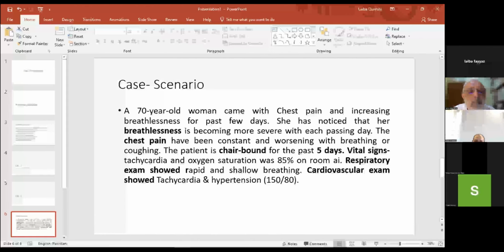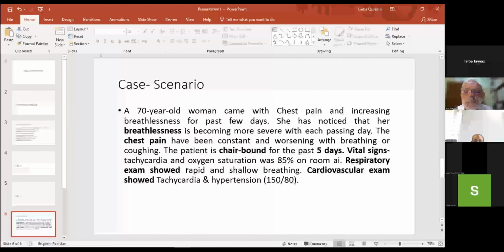The chest pains have been constant and worsening with breathing and coughing. The patient is chair-bound for 5 days, and the vital signs show tachycardia and oxygen saturation of 85%. The respiratory exam showed rapid and shallow breathing, and the cardiovascular exam showed tachycardia and hypertension.